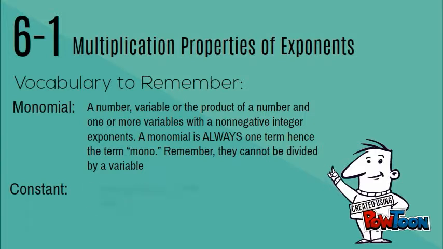A monomial is a number, variable, or the product of a number and one or more variables with a non-negative integer exponent. A monomial is always one term, hence the term mono. A constant is a monomial that is a real number. Examples of monomials and constants are listed right here.